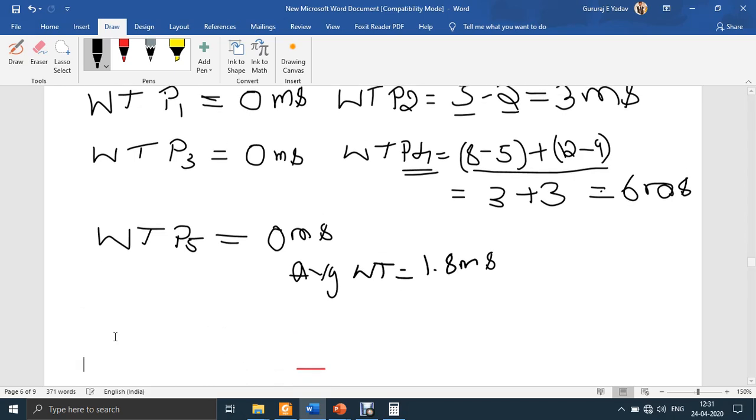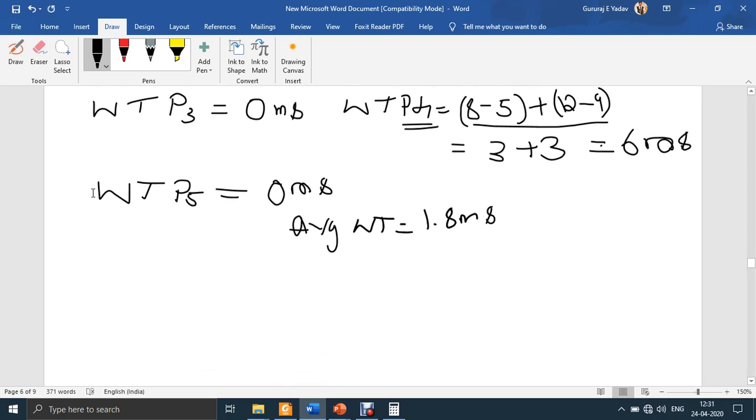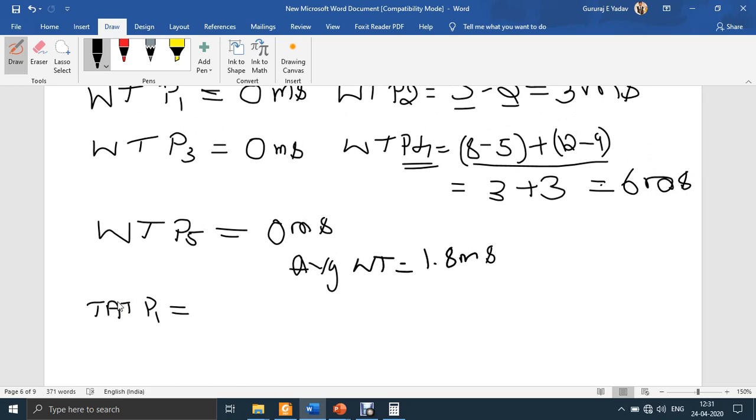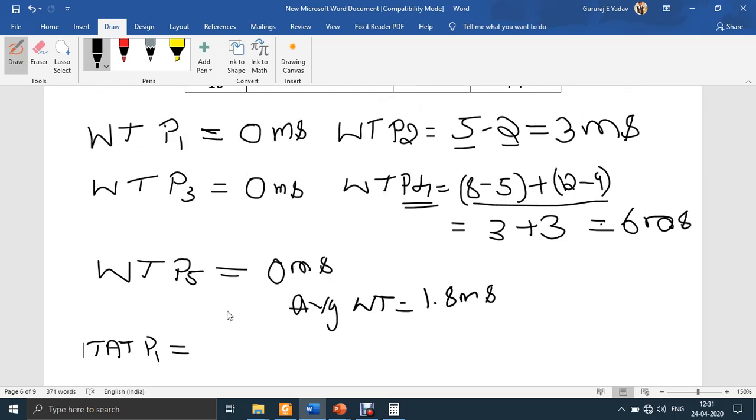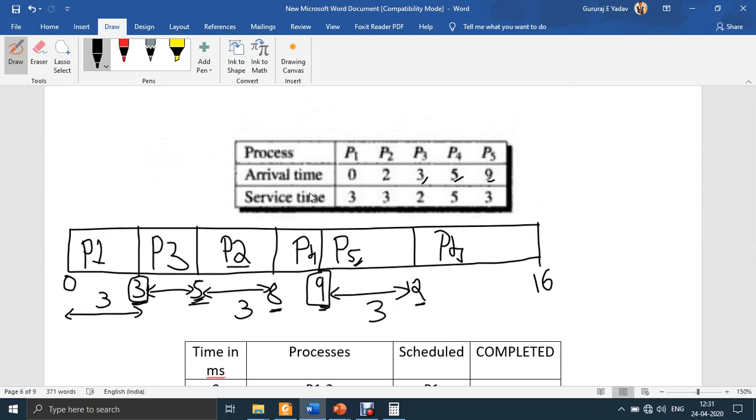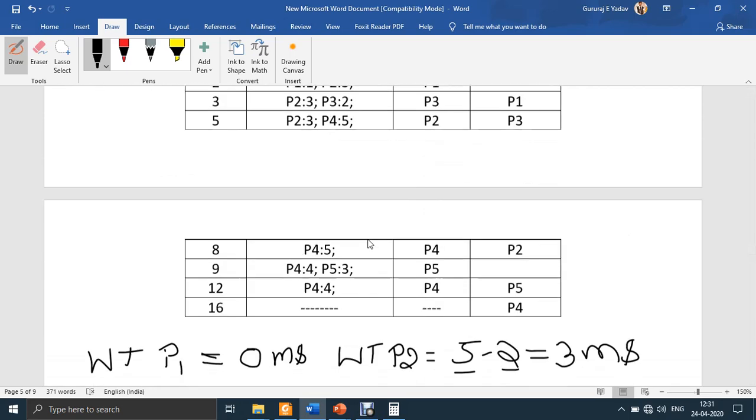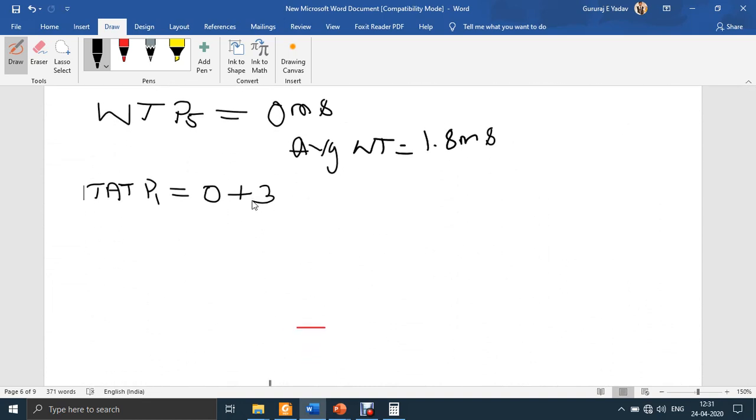So now we shall find out the turnaround time. That is the next thing. TAT for individual process. So TAT for P1. What is the formula for turnaround time? It is the waiting time plus execution time. That's very simple. What is the waiting time for P1? We already calculated. It is 0 plus the execution time of P1. Execution time is nothing but service time. It is 3. So it is 0 plus 3, 3 milliseconds. So it is waiting time plus service time.